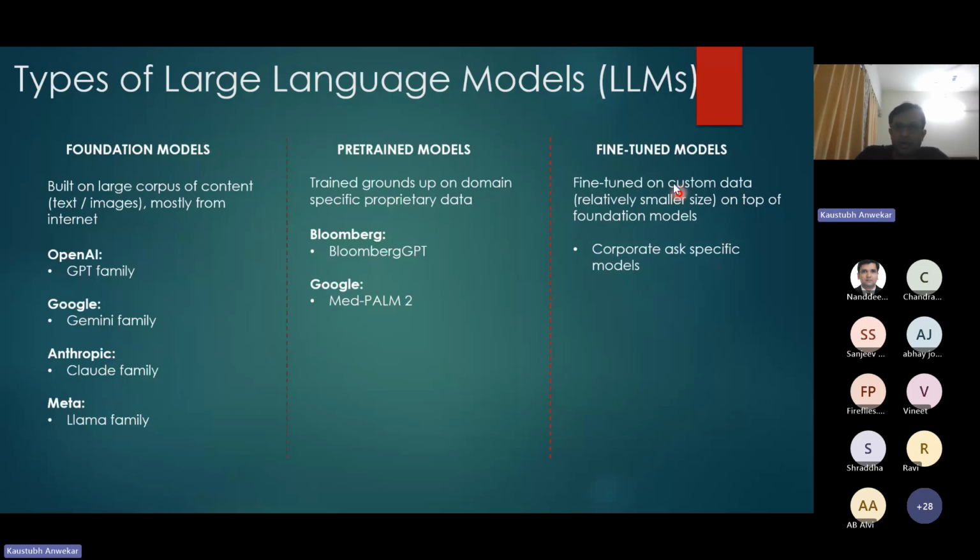And fine-tuned models are fine-tuned on top of foundation models or on top of pre-trained models, but relatively the custom data is very small. So let's say if I want to do something for my own company, I have a very small dataset, so I would fine-tune the model. It won't be as rigorous as pre-training, and it still requires some resources, but not as many as for pre-trained or foundation models. So for corporate-specific asks, we can fine-tune these models so that they are good at answering our specific questions.